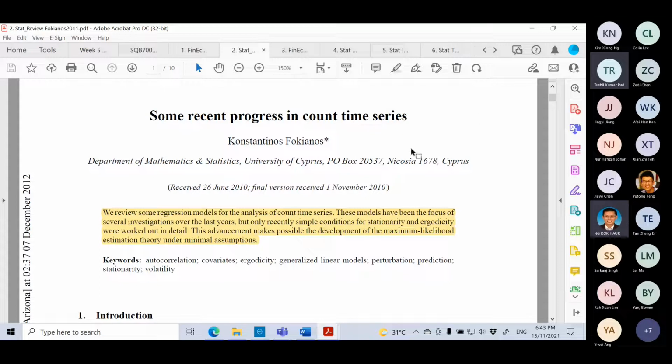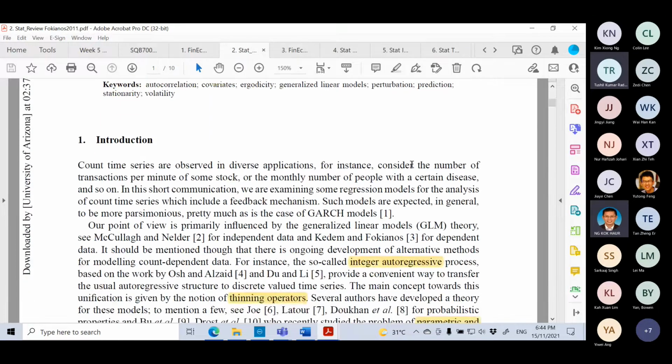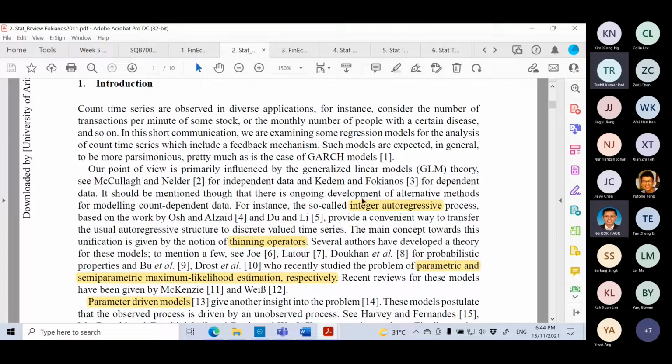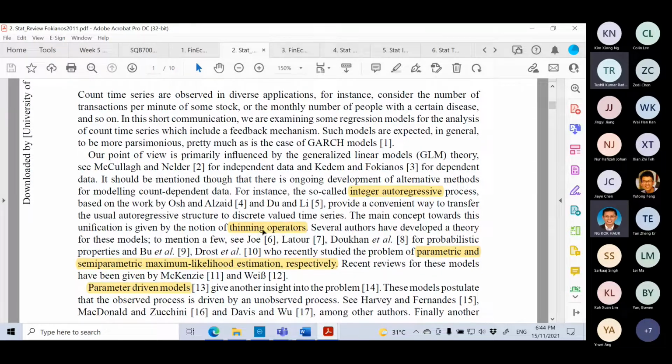You can see the trend of their writing of the survey paper: they were quite compact, not like the previous one. They put it just as an example only. If you are working on integer time series, you will know that under integer time series there is what is called the thinning operator.